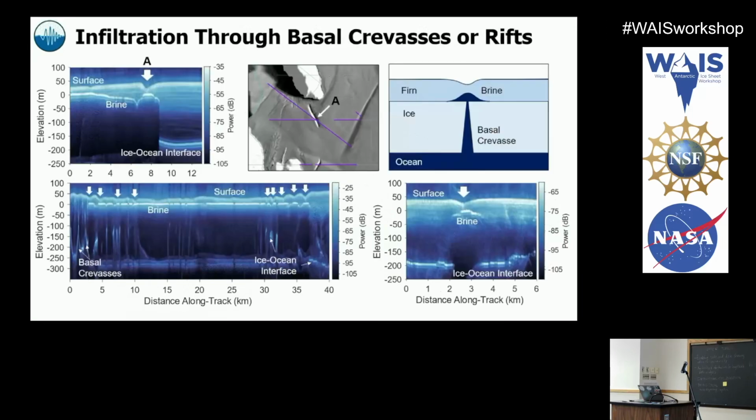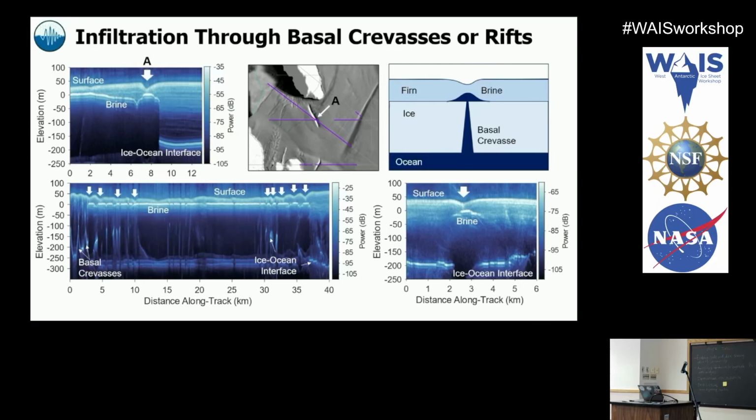One is what appears to be infiltration through the tips or sidewalls of deep basal crevasses or rifts that actually penetrate into the firn layer. The arrow labeled A in the upper left radargram is showing a quintessential example of this signature, where we see deflection of the ice shelf surface over the inferred fracture, and then that little cap of brine that flows down and away from the inferred fracture tip. The MODIS surface image in the upper center is showing you that linear surface feature that we infer to be evidence of the basal fracture a little bit more clearly.